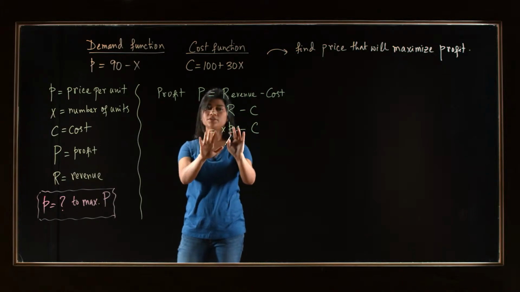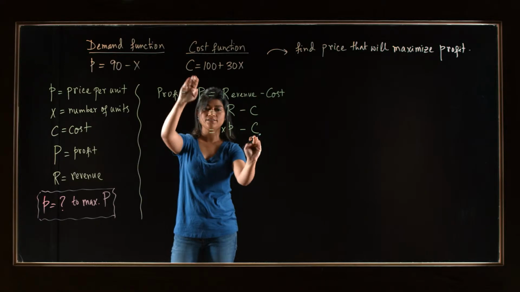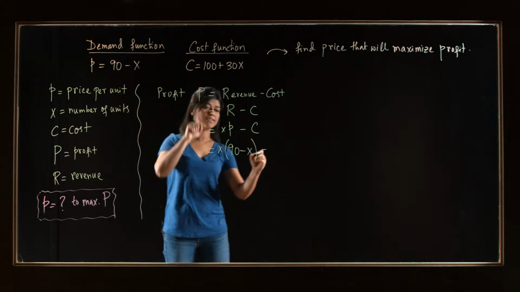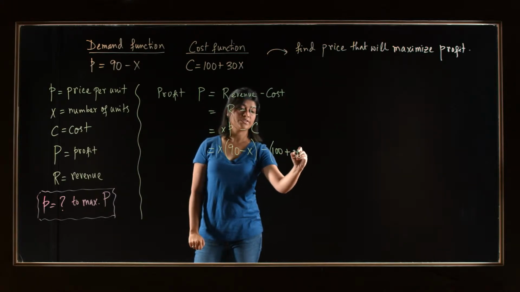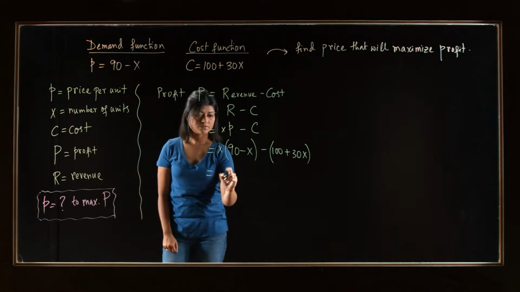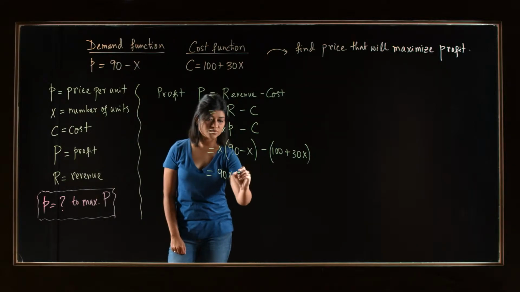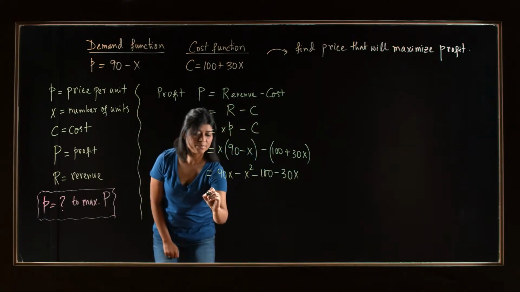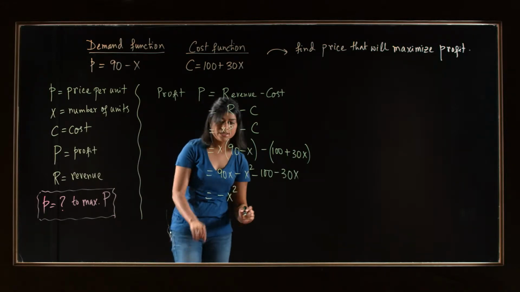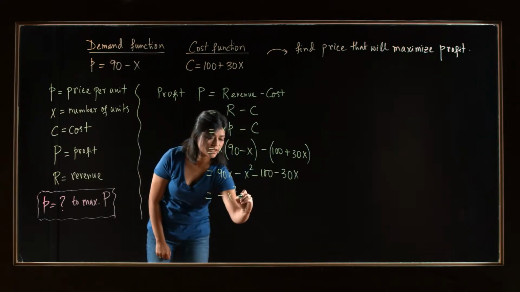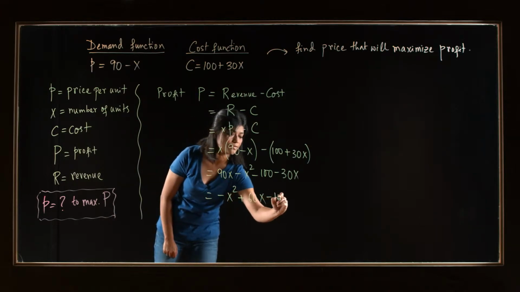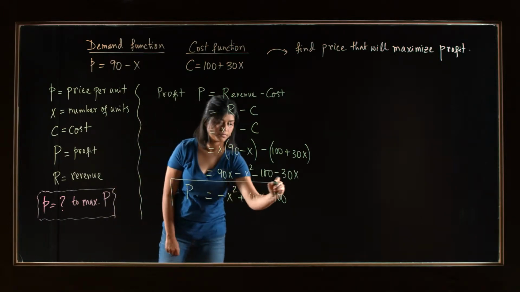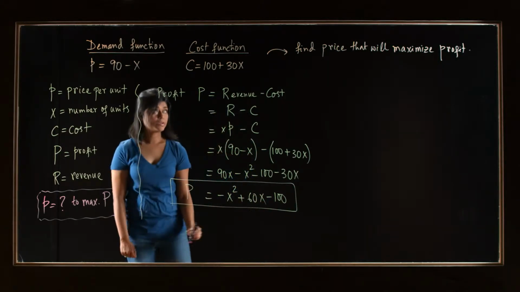Now we have everything because we have p, we have c. So let's write that down. Profit is x times (90 minus x), minus (100 plus 30x). Let's simplify this. This is 90x minus x squared, then minus 100, then minus 30x. We have negative x squared, and 90x minus 30x gives plus 60x, and we also have a negative 100. So this is our profit function P.